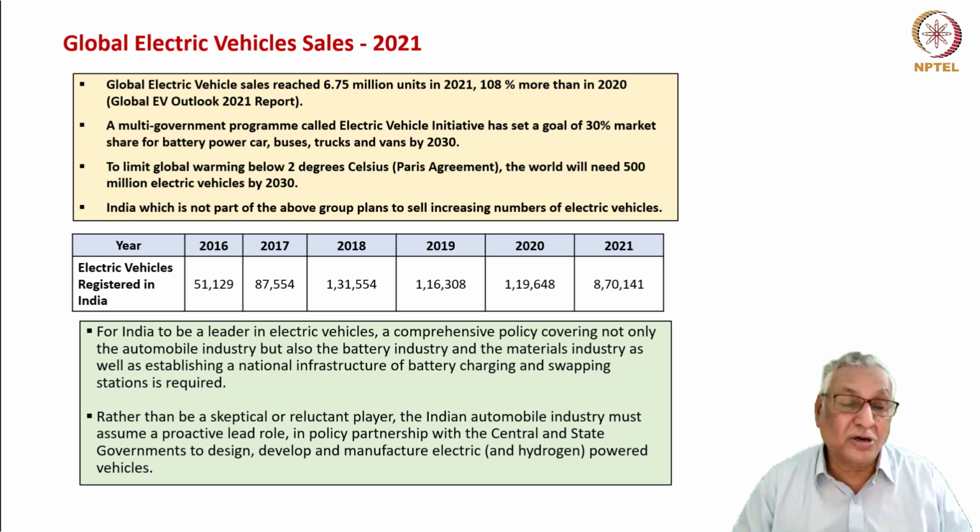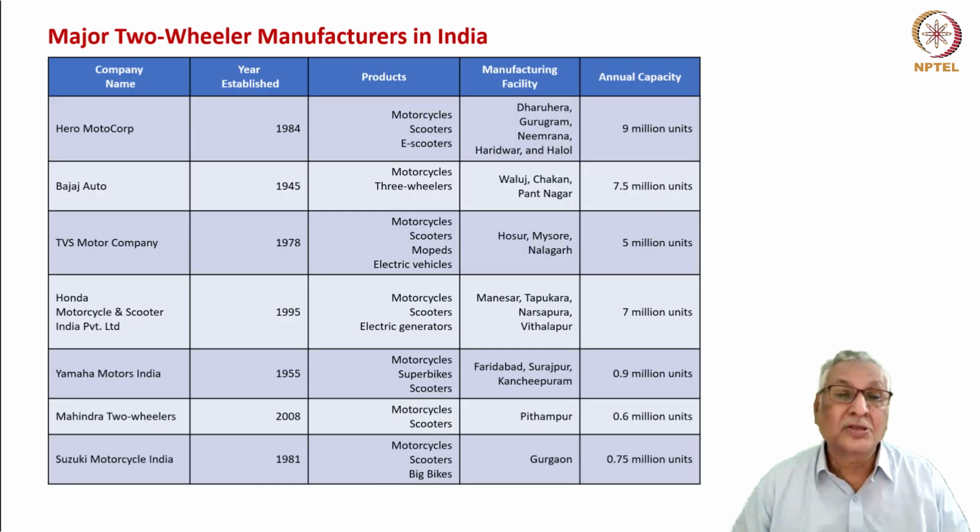We need to have an Indian automobile industry which is not just a bystander. We need not be waiting for the opportunity to be mandated. The automobile industry has within itself the capability to take the lead and become a global leader in electric vehicle as also clean energy vehicle production. Now let's look at the major two-wheeler manufacturers in India. I am focusing on the two-wheelers mainly because they are the current hub of electrification in the automobile industry.